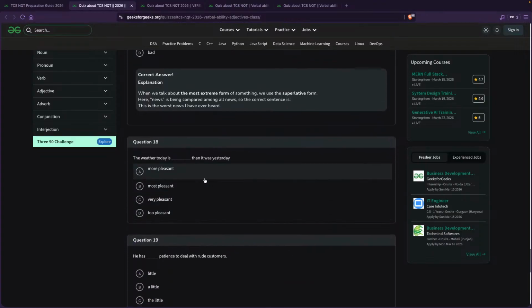The weather today is very pleasant. Too pleasant. Twice more pleasant. If you are comparing with something, you will use more, most, very, too.